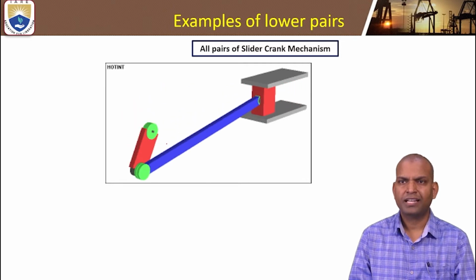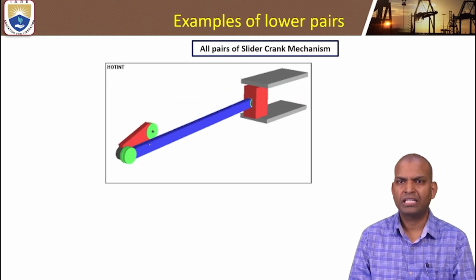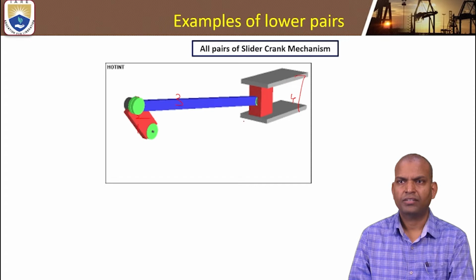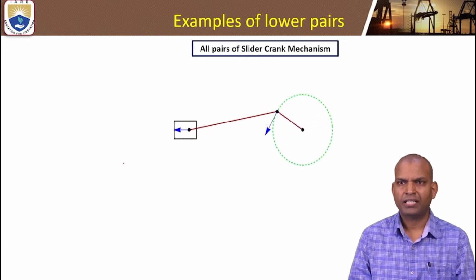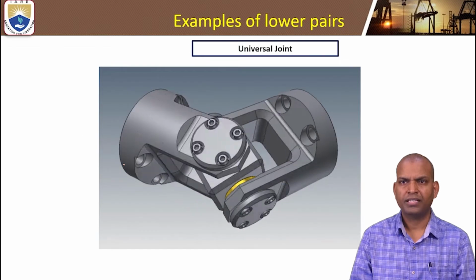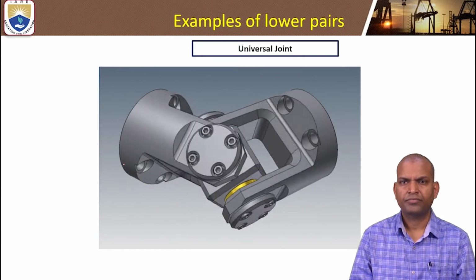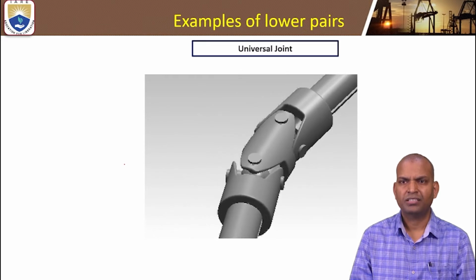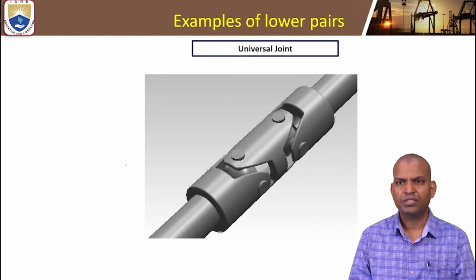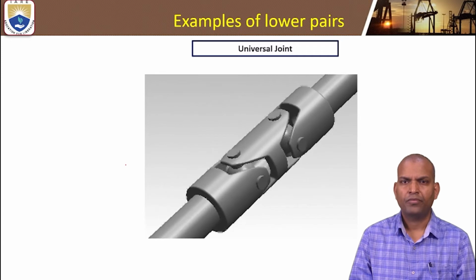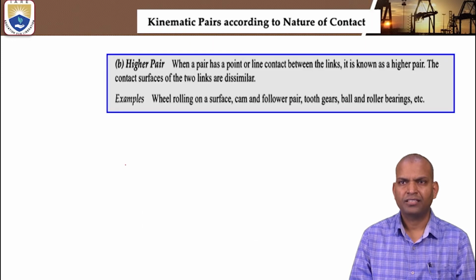The next is the slider crank mechanism. Here you can see the contact between the links: link 1, 2, 3, 4, the slider and the fixed link. Just have a glance; in the last class I already covered it in detail, so you can go through it. These are universal joints and how they contact. This figure indicates how various angles of motion can be transmitted from one shaft to another at different angles.